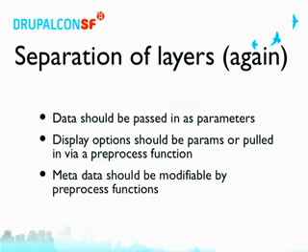Preprocess functions are special functions whose primary use is to allow other modules to modify the variables before the actual theme function or TPL file is called. You call the theme function with a particular theme hook, then all of the preprocess functions are run to modify the variables, and then the actual implementation is called. Preprocess functions run right in between.